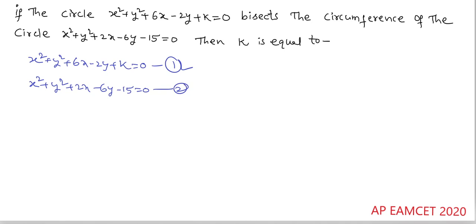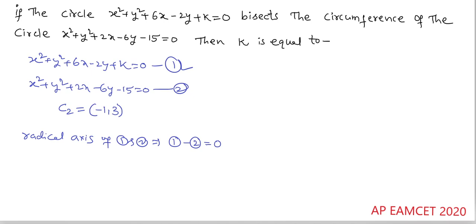Here the first circle bisects the circumference of the second circle. That means the center of the second circle lies on the radical axis. So the center of the second circle C2 is (−1, 3). This lies on the radical axis of both the circles. So the radical axis of 1 and 2 is first circle minus second circle equal to 0. That is x² + y² cancelled, 6x − 2x is 4x, −2y + 6y is +4y, plus k + 15 equal to 0. This is the radical axis.